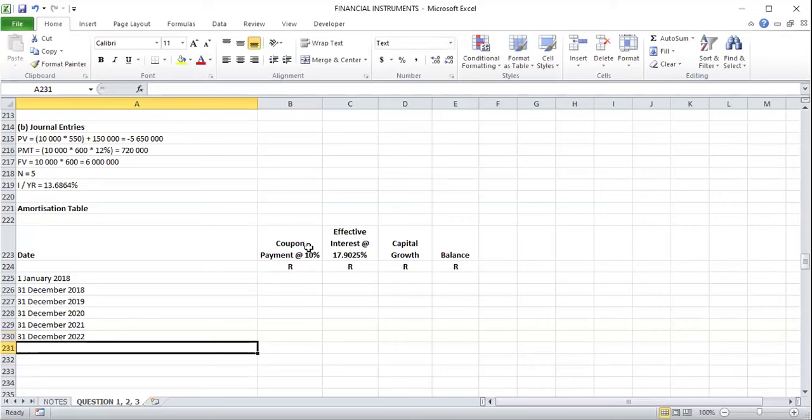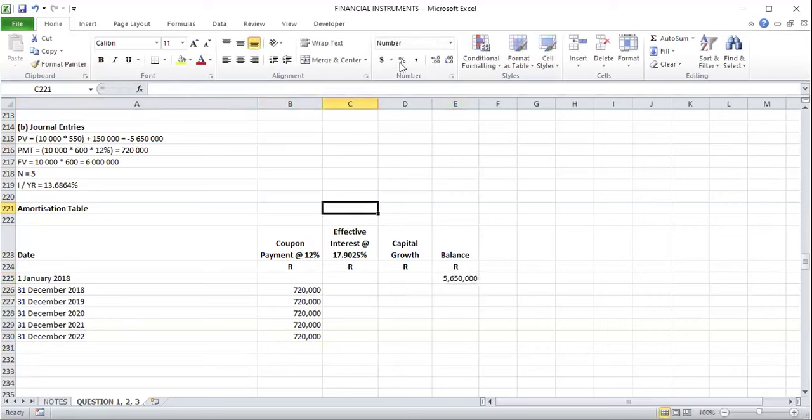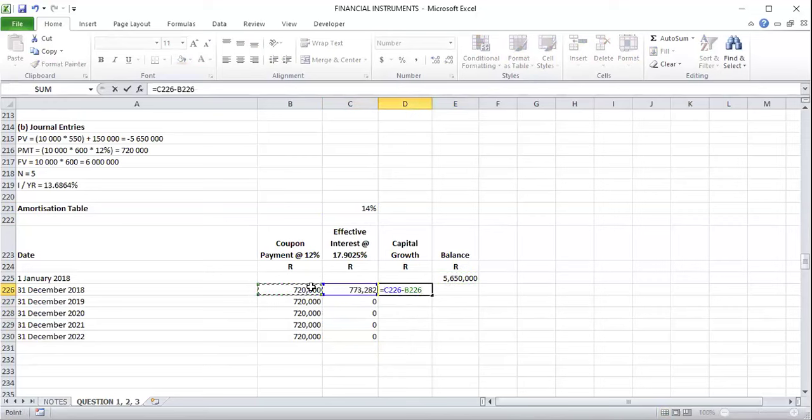Our coupon is at 12%, which we calculated as 720. And the starting balance is 5,650.